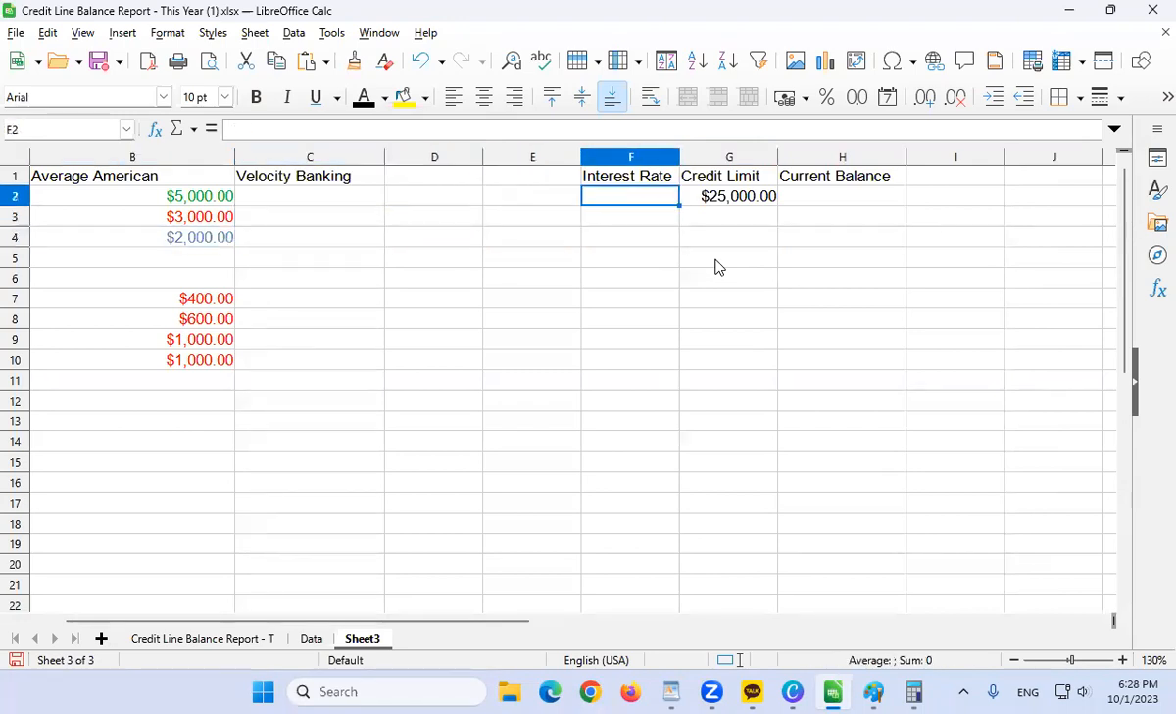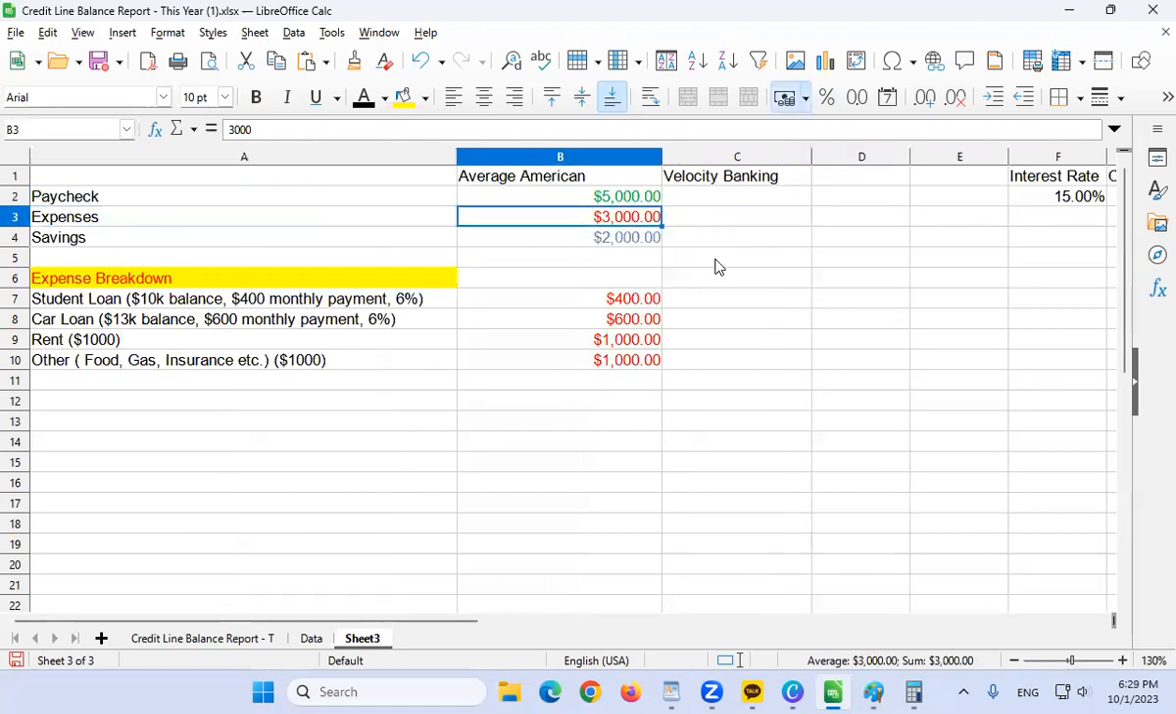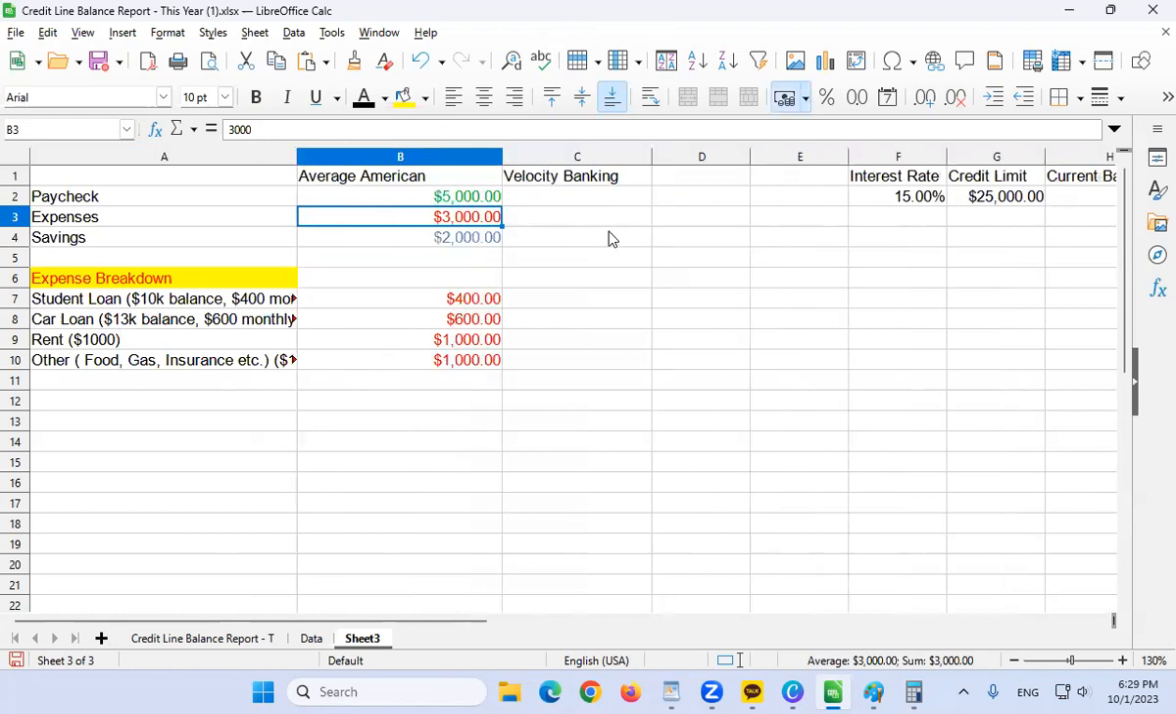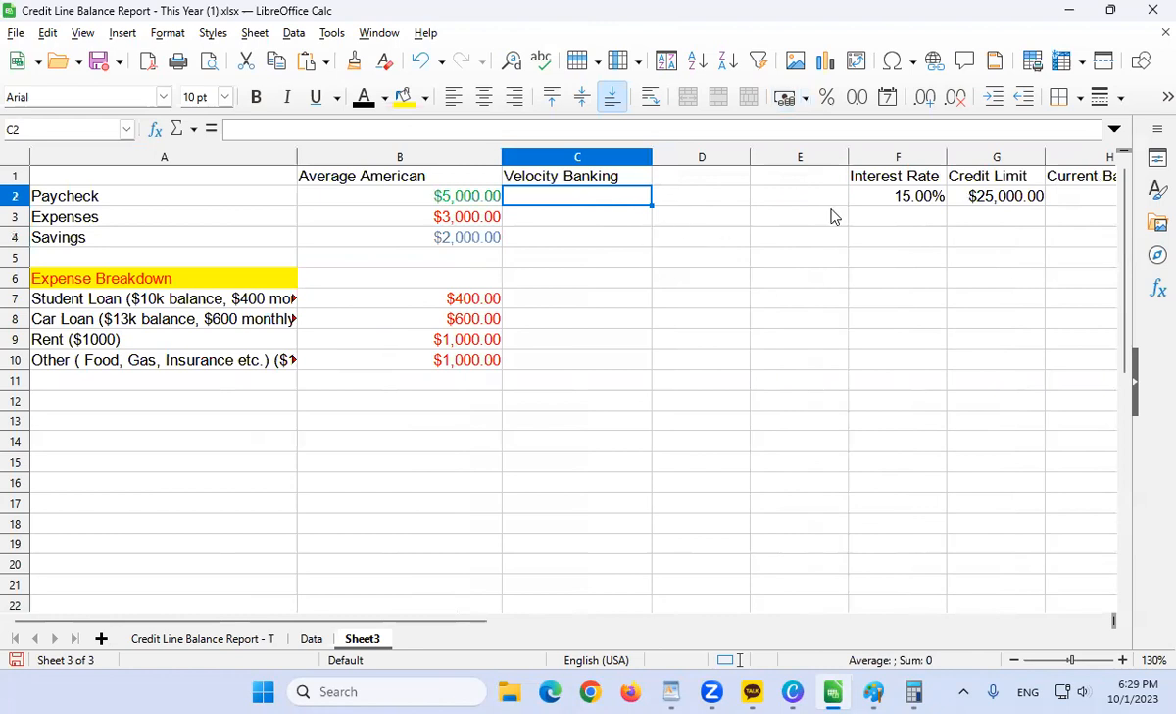Okay, cool. So let's just say we have a 15% interest rate. Personal lines of credit usually have a lower interest rate than credit cards. And right now, because it's completely new, the balance is going to be 0, right? And now what we have to do is the velocity banking version of this budget, so let's see how that would figure in.